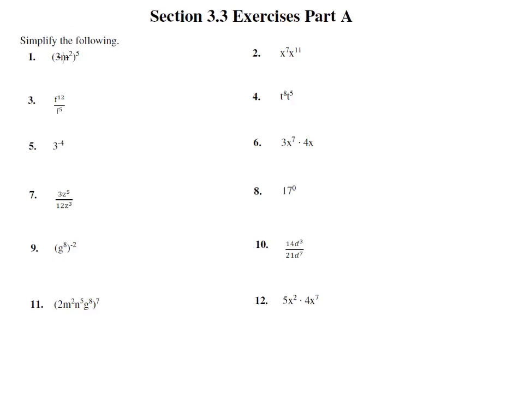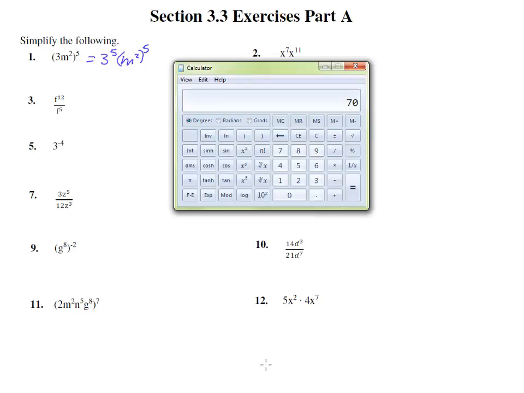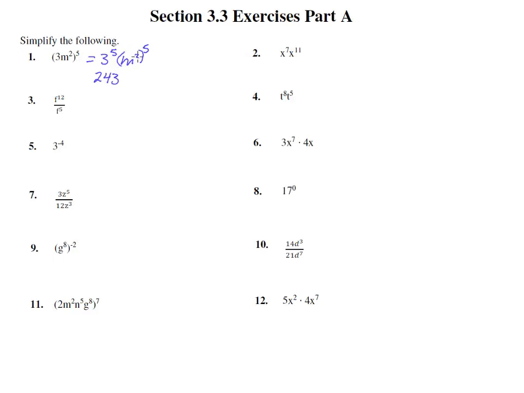The first one, 3m squared all to the fifth power. So that's going to give us 3 to the fifth, and then m squared to the fifth power. 3 to the fifth power we can do in our head if we know it, and it gives us 243. Then m squared to the fifth, the rule of simplifying when you have an exponent to an exponent is that they multiply. So this will be m to the 10th. Okay, let's check that answer.